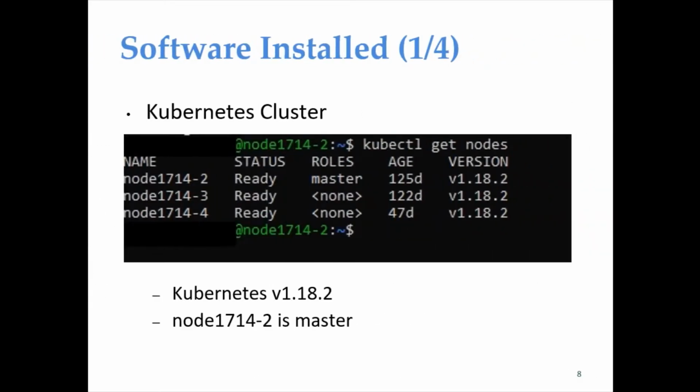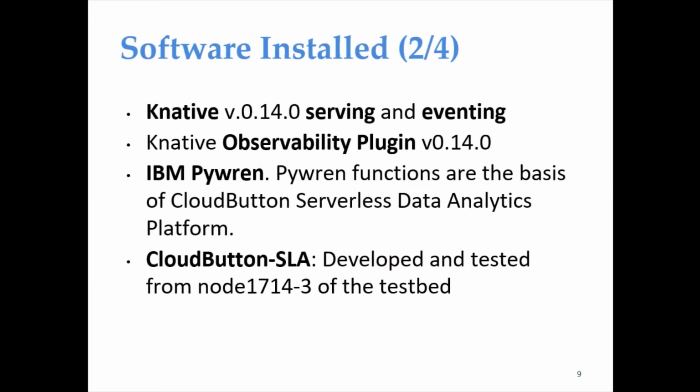The main software that we have installed in the nodes is the Kubernetes cluster. We have installed Kubernetes version 1.18, and node 2 is the master of the cluster. Also, we have installed Knative Serving and Eventing version 0.14 and the Knative Observability plugin. IBM PyWren is also installed. PyWren functions are the basis of CloudButton's serverless data analytics platform.